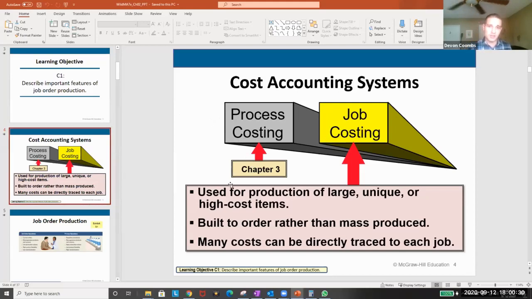Job costing is for production of large, unique, high-cost items. I think the most common one, if you're doing a financial statement, that could cost $100,000 from an accounting perspective, or an expensive tax return could cost a lot. Or I think the easiest for us to think of is like building a house, or building a townhome, or building an apartment complex. That would need job costing.